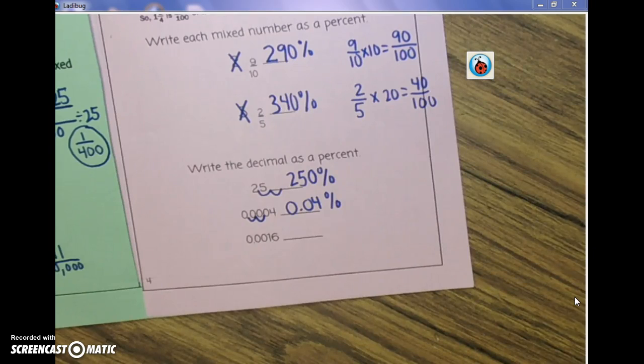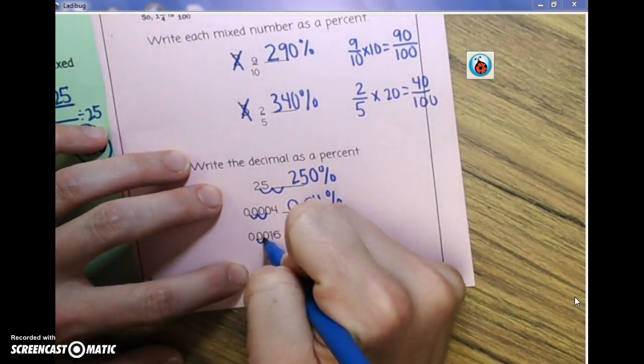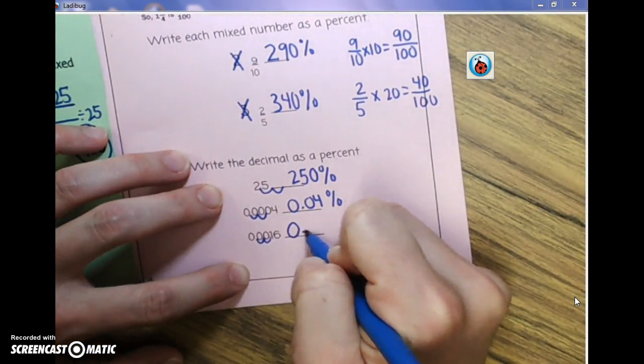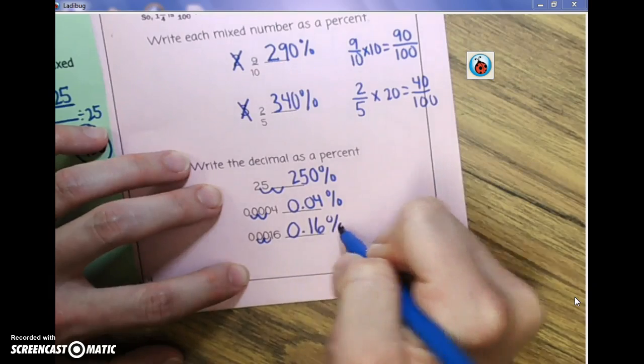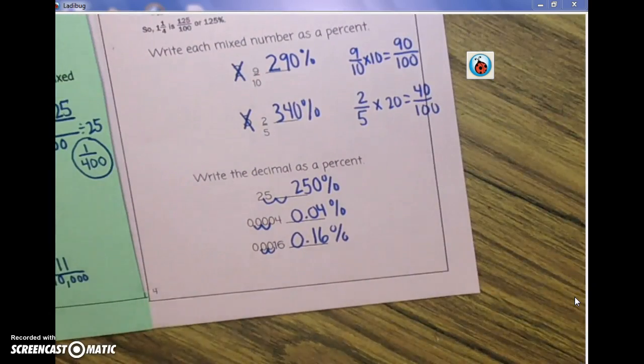What do I do, Ian? I want to change that decimal to a percent. What do I do? Move the decimal 2 times to the right. So we go 1, 2. So our decimal is 0.16%.